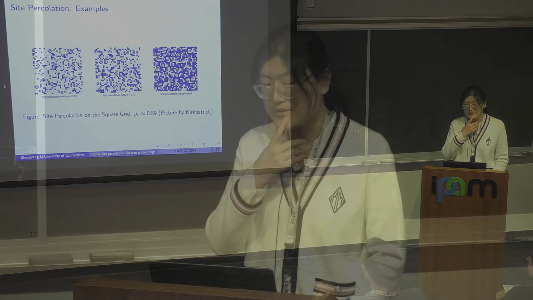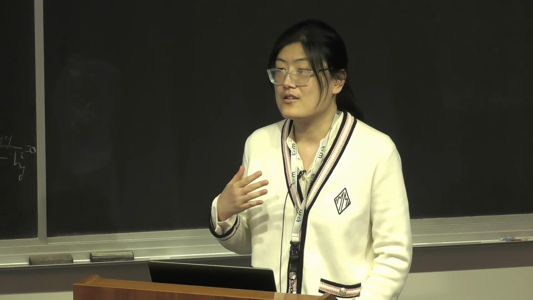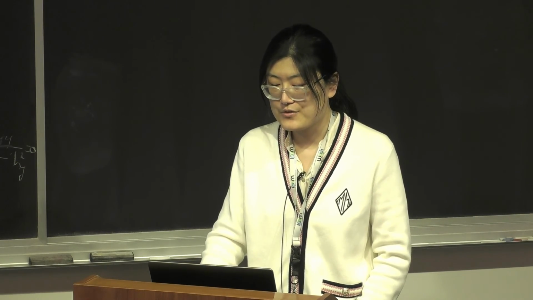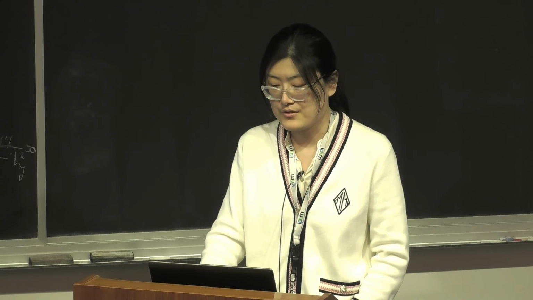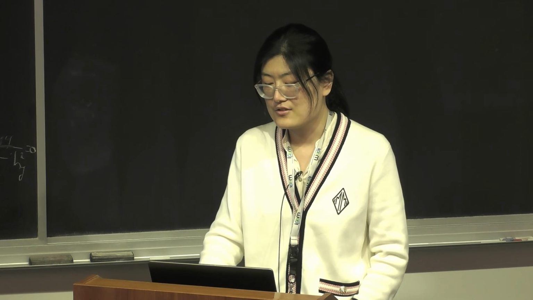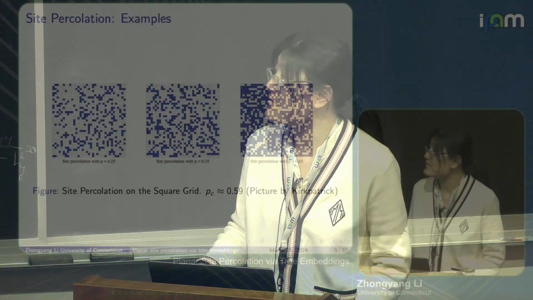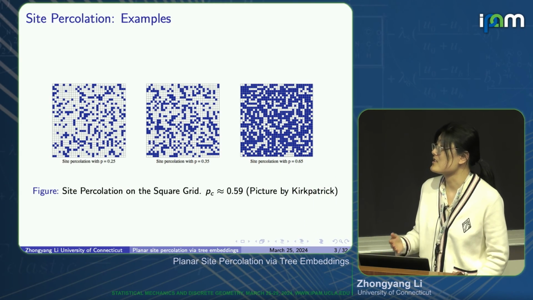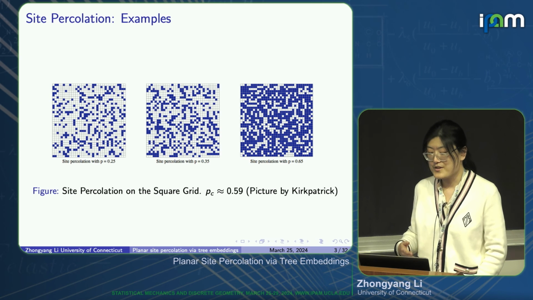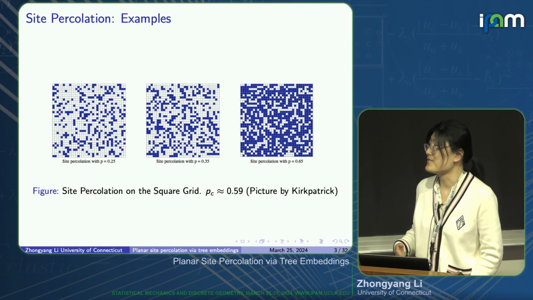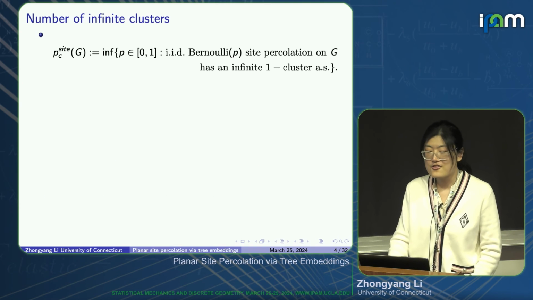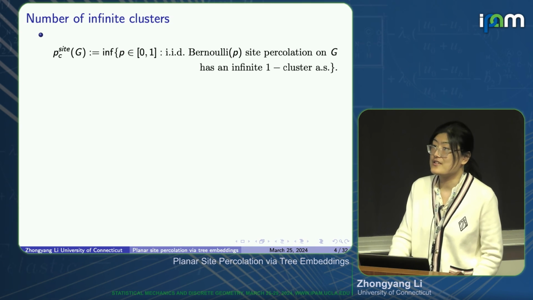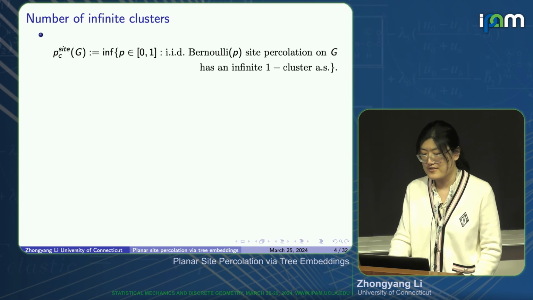This is indeed the case because for the two-dimensional square grid, it is known that the critical percolation probability p_c is equal to 0.59. So the first two pictures are the subcritical case, and the right graph gives us the supercritical case. There are infinite clusters there, but in the first two pictures, because p is less than 0.59, we don't have infinite clusters. Not only are people interested in the existence of infinite clusters, they are also interested in the number of infinite clusters.